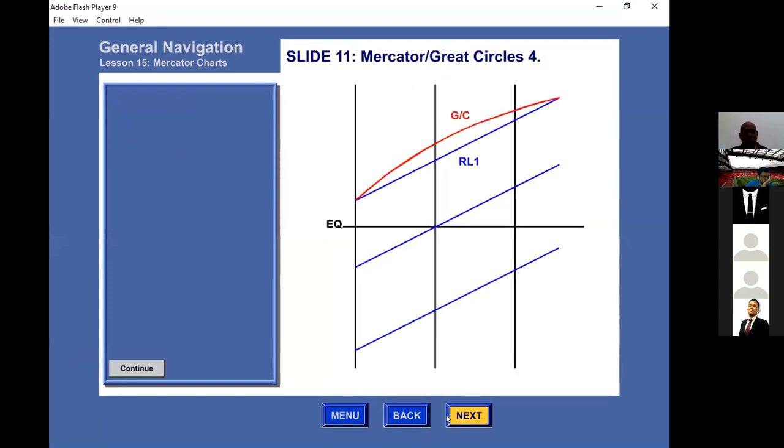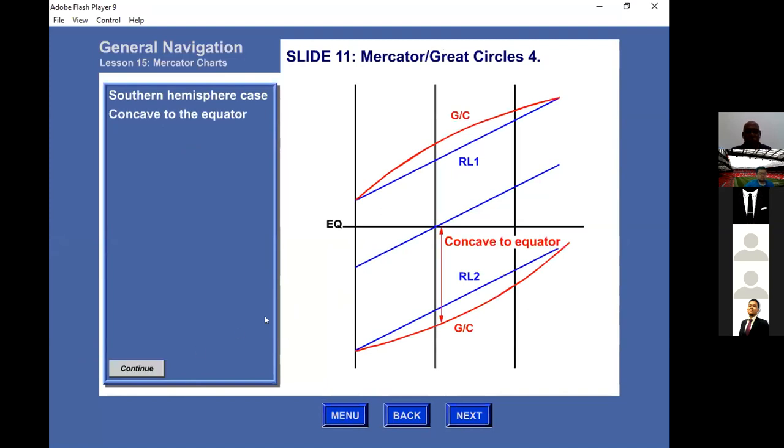All right. Now let's see the southern hemisphere. There. It is a similar situation. The great circle track is closer, okay, is convex to the south pole, and the rhumb line track is closer to the equator. So concave to the equator, the great circle track, and is convex to the pole.